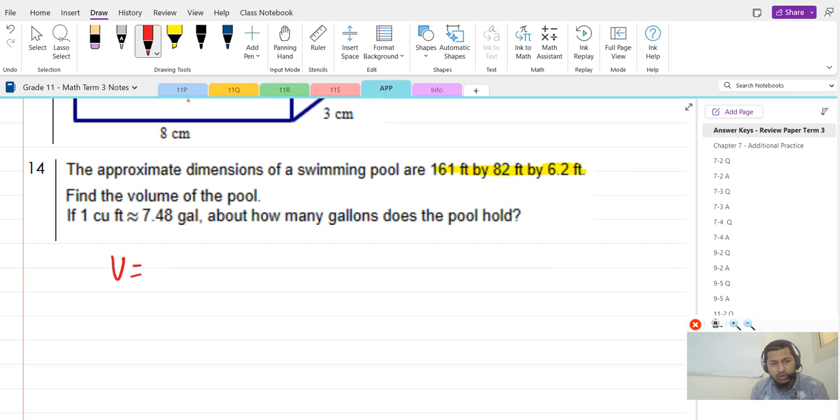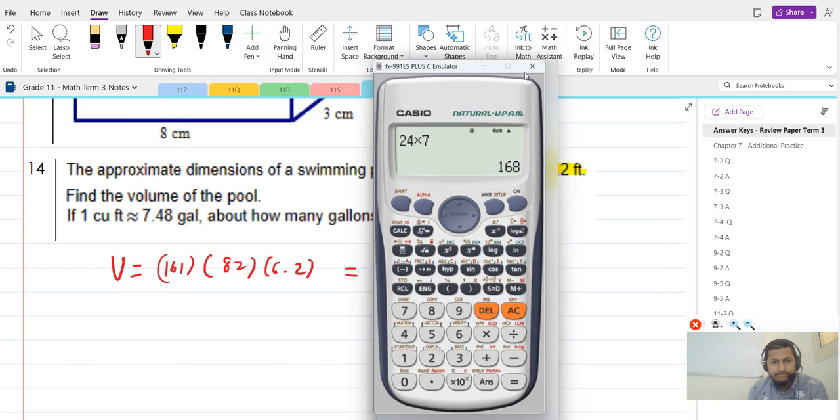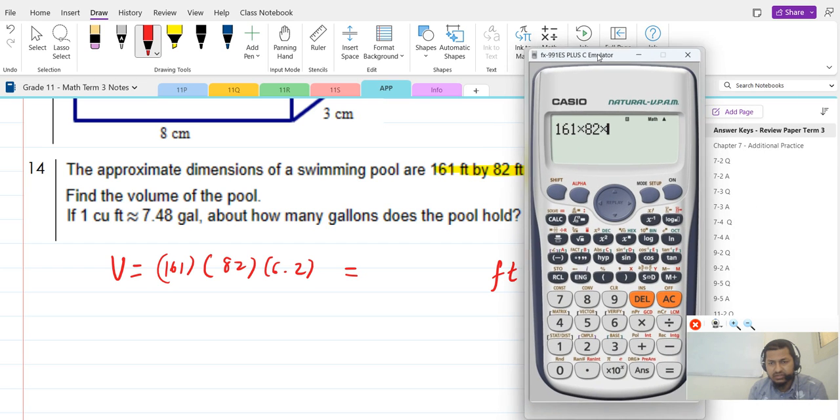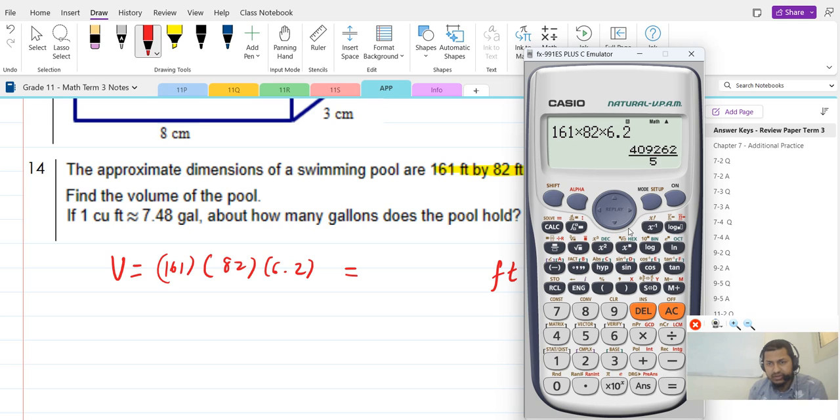So volume of the pool is basically 161 times 82 times 6.2, and that is in cubic feet. So I'm going to write feet cubed. Let's see what's the answer. 161 times 82 times 6.2. So we're getting an answer of 81852.4.